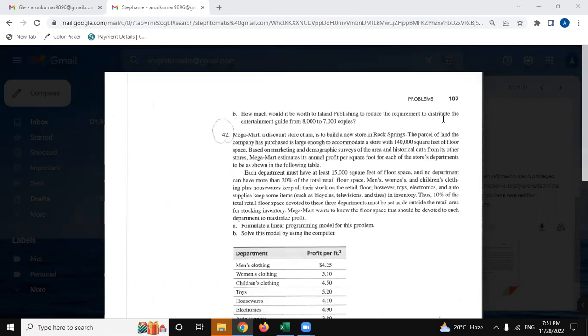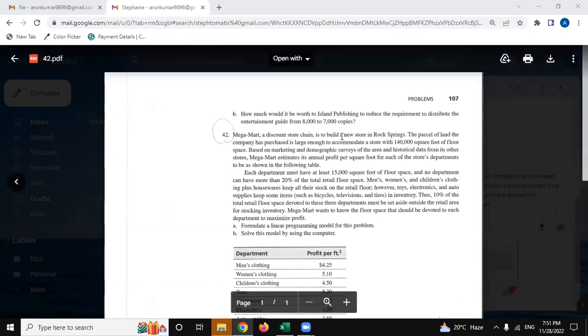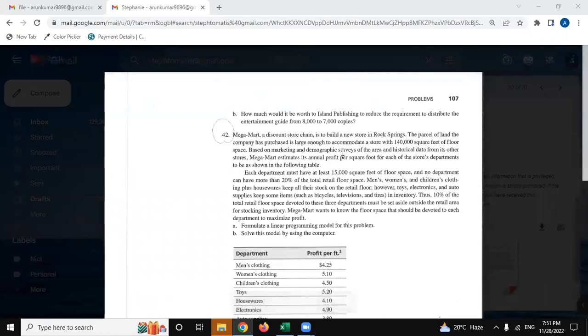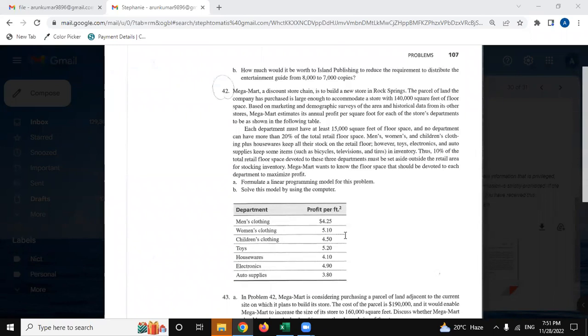So today in this video, we are providing the solution of this question. Mega-Mart, a discount store chain, is to build a new store in Rock Springs. They have provided a two-column tabular format, where one column is the department and the other is the profit per square feet. So we have provided a linear programming model of this problem using Excel Solver.